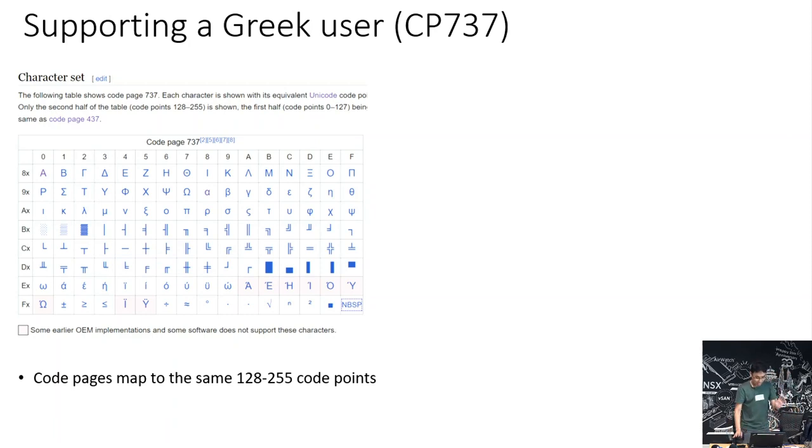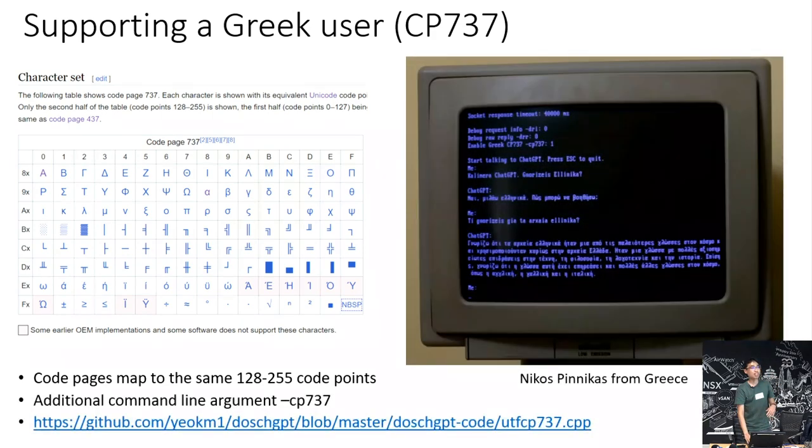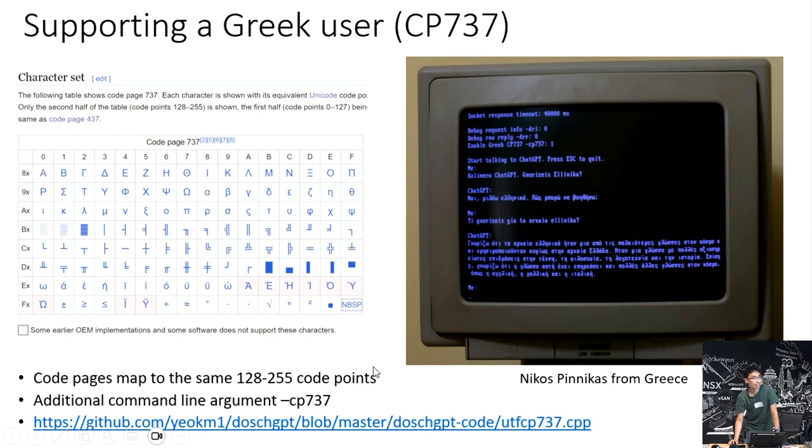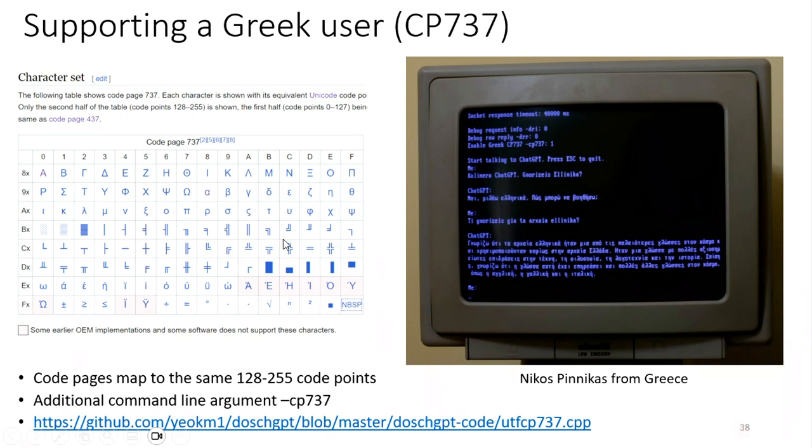Okay. So every different language, right, they have a different code page. So yeah, I did it for him. I did the same thing again for him. So sorry. Okay, so I need to use a command line argument. So for the user, right, he will use dash cp737, then he gets the Greek result, you can see. Okay, so I think this I will do on request. If someone asks, then I will do it. It's very tedious.